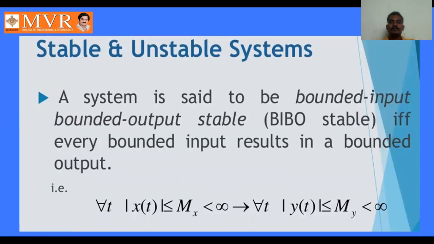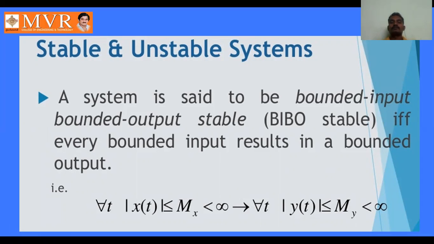Then coming to the stable and unstable systems. What is meant by a stable system? A system is said to be bounded input, bounded output stable, that is nothing but BIBO stable, if every bounded input results in a bounded output. That is represented by: for all values of t, mod x of t is less than or equal to Mx, which is less than infinity, implies for all values of t, mod y of t is less than or equal to My, which is less than infinity. So bounded inputs result in bounded outputs.